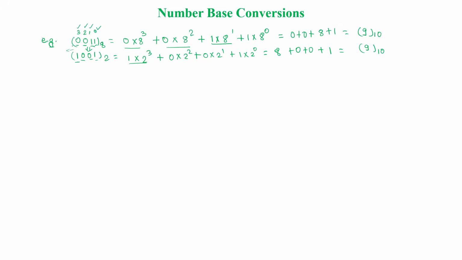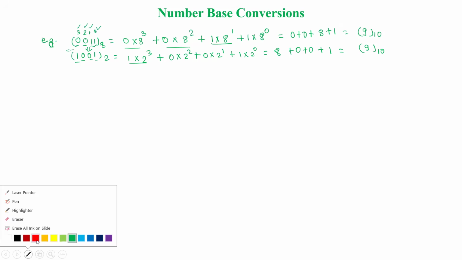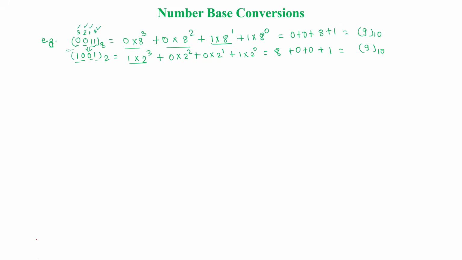Now we'll see the conversion from decimal to another radix. From decimal: what are the coefficients for decimal? That is 0 to 9. So we have a decimal number, and how are we going to obtain a different radix?